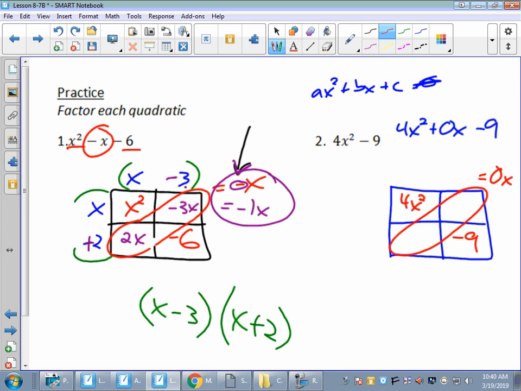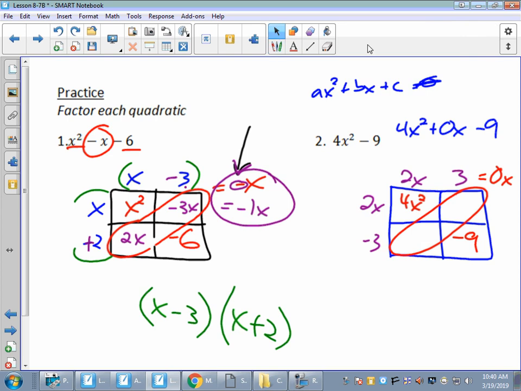Well, for my factors, I'm going to say, let's go 2x and 2x to make 4x squared. I could be right or wrong there because we've got 4 by 1 we could use, but we'll just kind of work. That's why it's kind of like guess and check. And then here, if we go, say, -3 times +3, let's see how it works out.